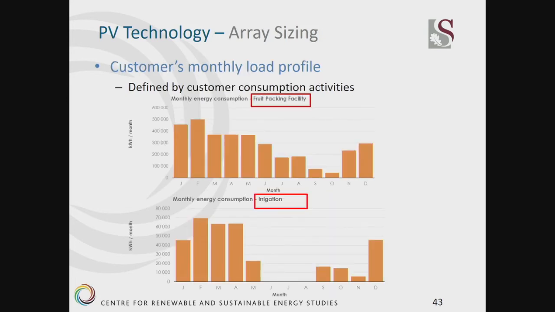We can then also look at the customer's load profiles to match the PV, and on top we have a fruit packing facility again, and at the bottom we have a typical farm which irrigates the crops, and we see in our winter months here in the Cape there is rain, so in June and July we don't have to irrigate and there's no power usage.